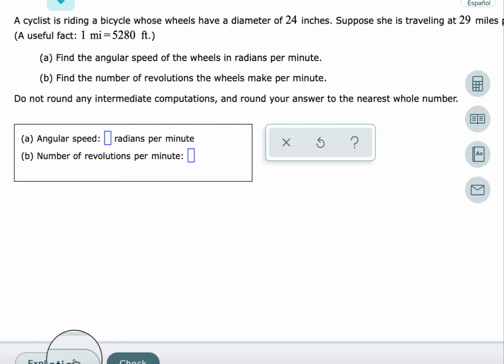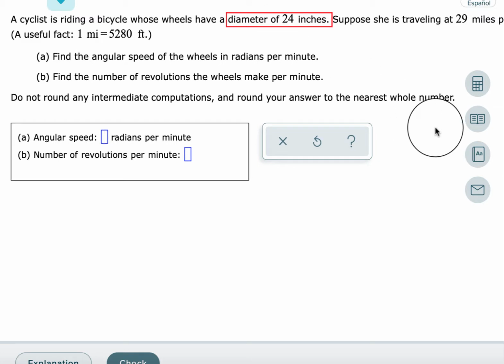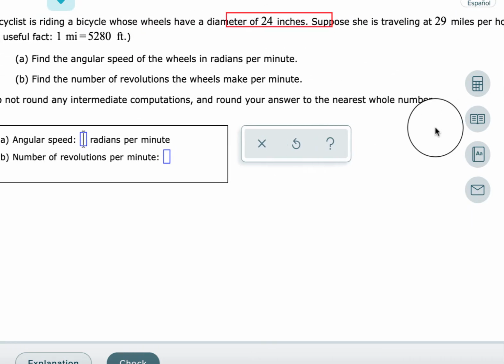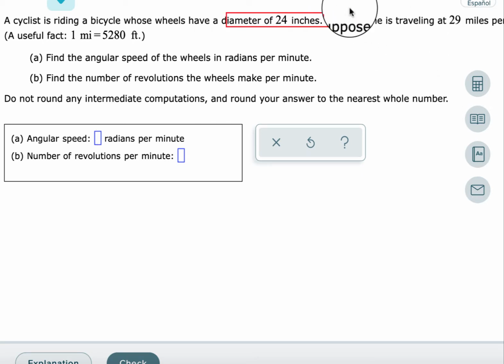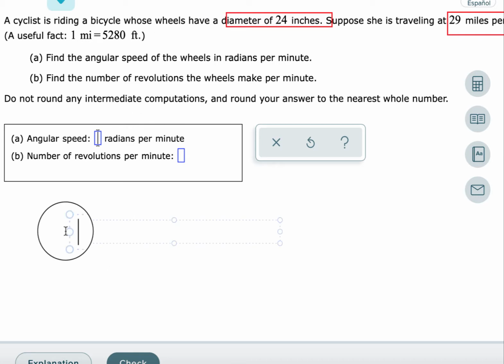All right, yes. So we have a cyclist riding a bicycle whose wheel has a diameter of 24 inches. So we're going to grab that piece of information. It's also traveling at 29 miles per hour. So remember that it's per hour. And they want us to find the angular speed. So we have the 29 miles per hour, which means that we're given V.